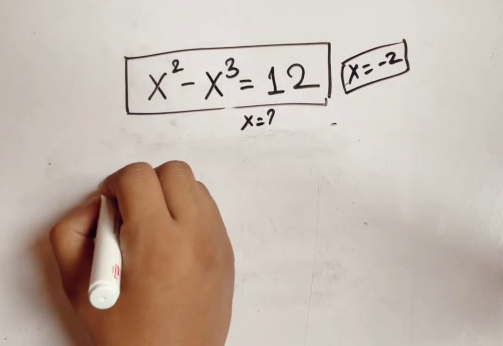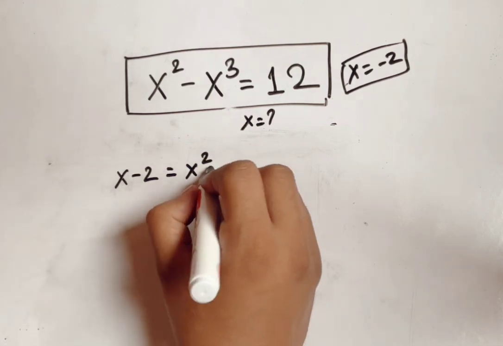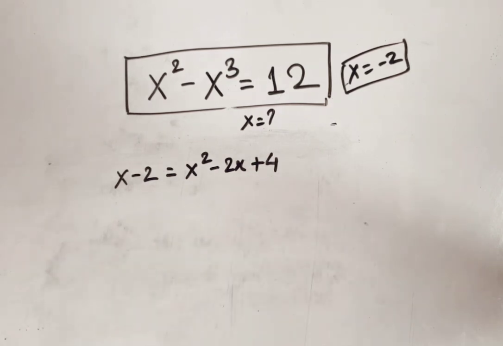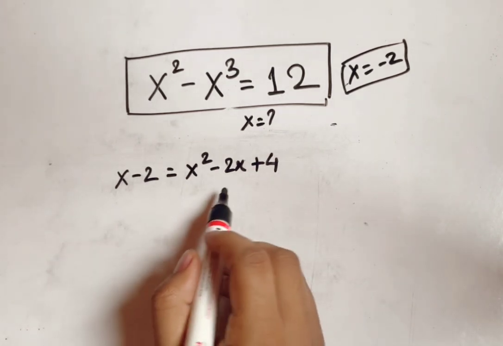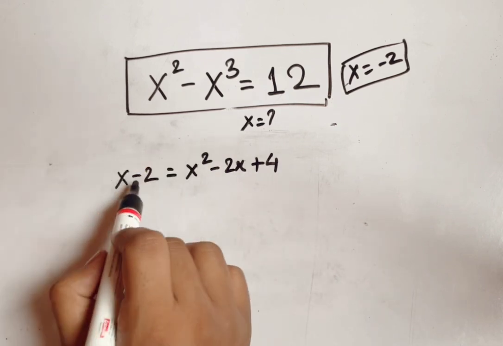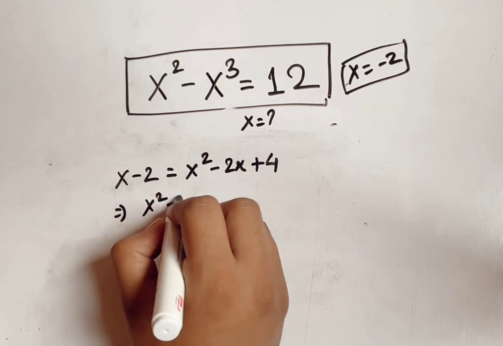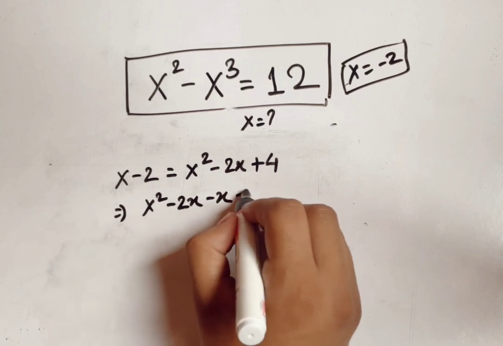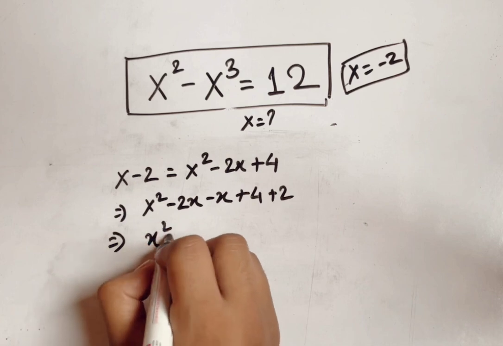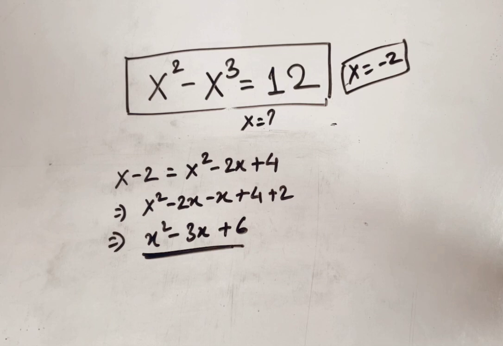So we can write it like x minus 2 is equal to x square minus of AB, AB was minus of 2x plus b square will be 4. Okay, I think we are right. So what we're going to do is move this equation to here so that we can get a particular quadratic equation. x square minus 2x minus of x plus 4 plus 2. So what we'll get? We'll get x square minus 3x plus 6. So we'll have the final equation as x square minus 3x plus 6.